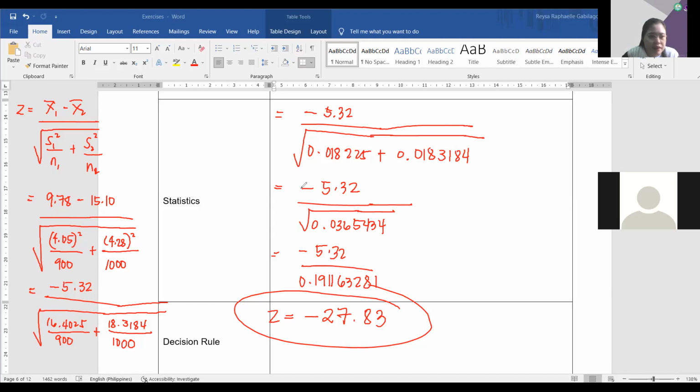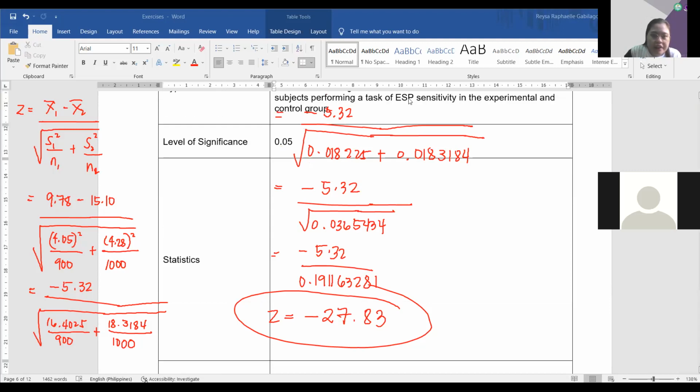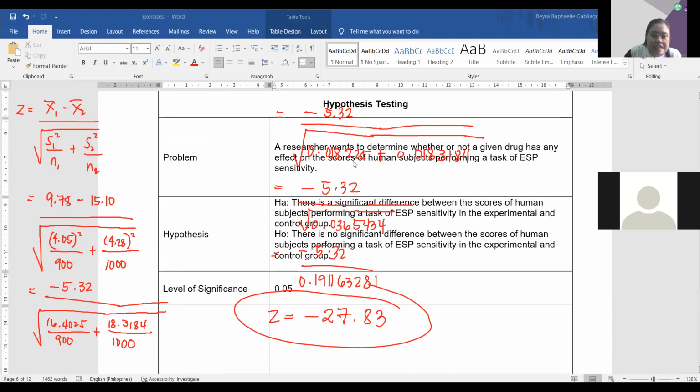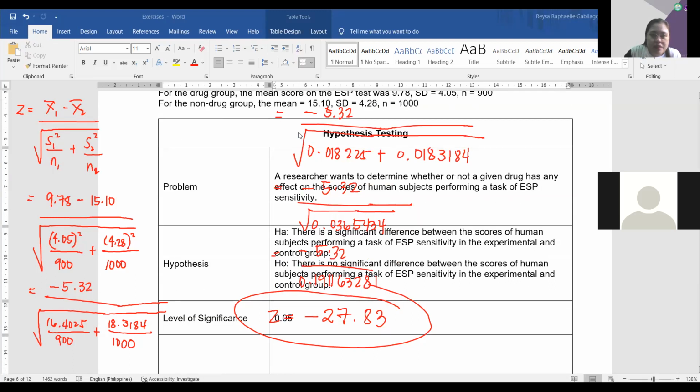Ayun. Paano malalaman kung SD yung binigay or variance? Actually, this is stated in the problem always. So just like this, for the group, the mean score on the ESP test was 9.78. SD means standard deviation. Okay? So again, it's stated always in the problem.